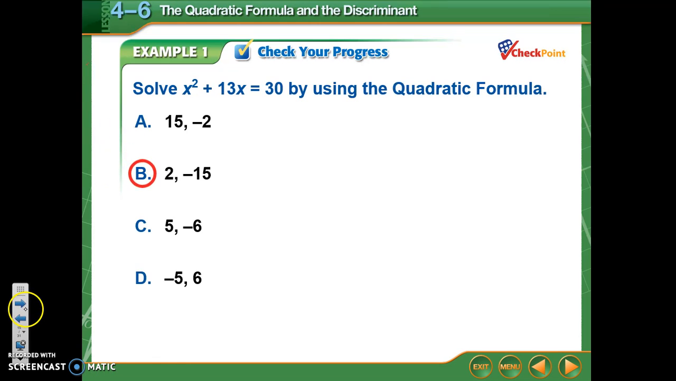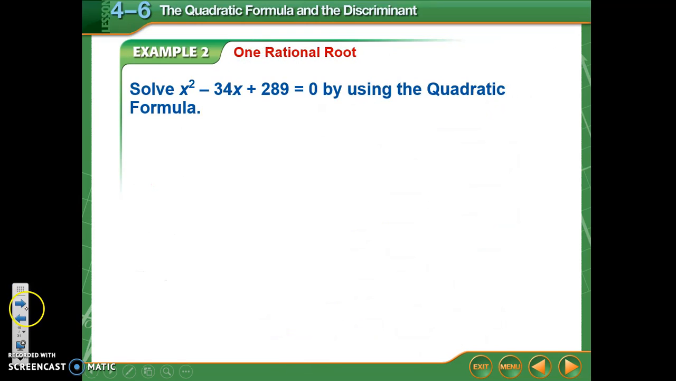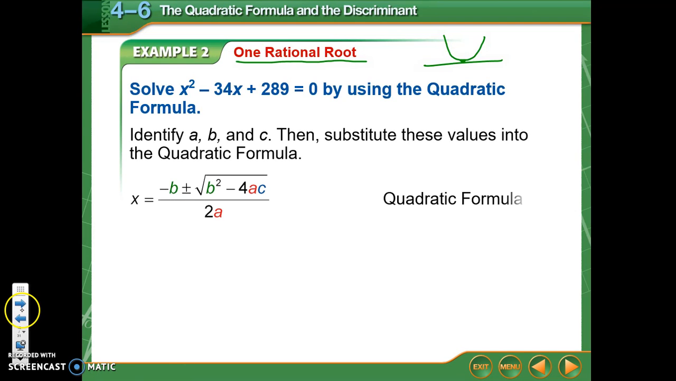Okay, if you solve this correctly, you should get b, 2, and negative 15. And there's the work if you need to look at that. All right, our next example, we're going to see what happens to give us only one rational root. Remember that when my parabola only touches the x-axis once, I only have one root. So we're going to look at when that happens in the quadratic formula.